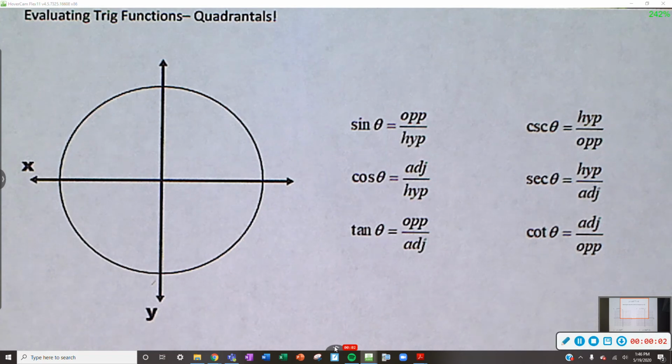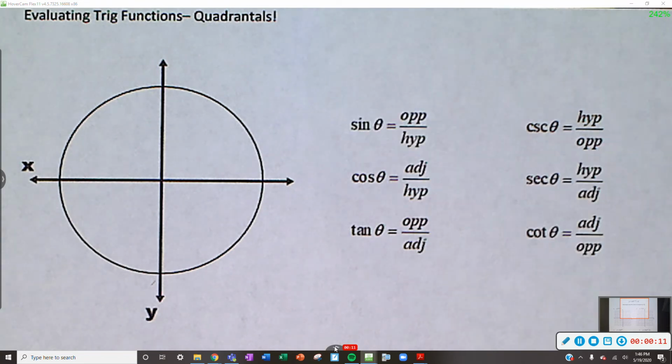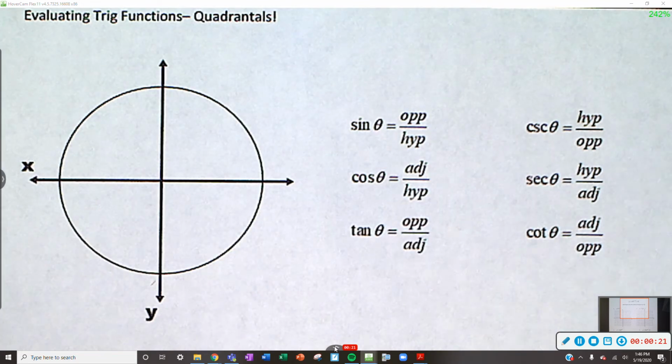Once again, we are talking about evaluating trig functions. This time, we're talking about a special kind of angle. These are quadrantals. Now, we've talked about these in the past, but I'll just reiterate again. Quadrantals are angles whose terminal side ends on either the x or the y axis.